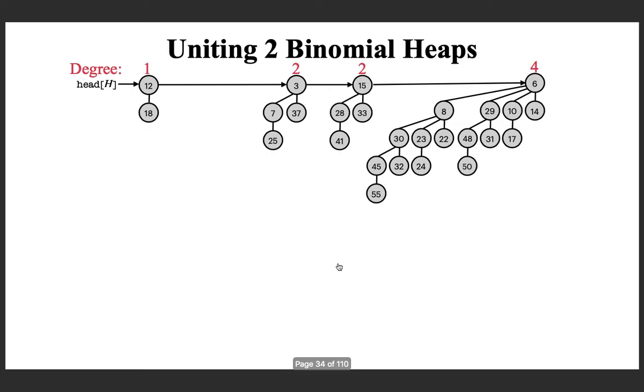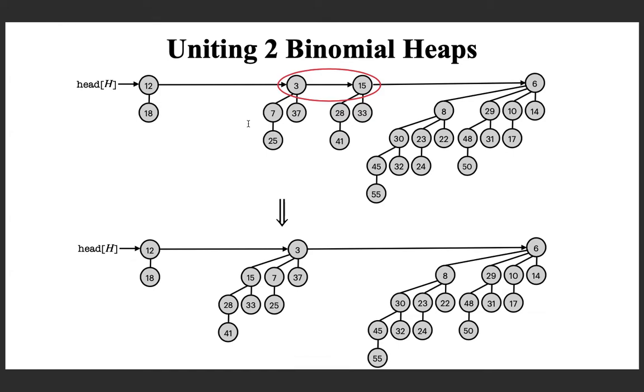And if you look at the degree sequence, you can find a violation here. 2 binomial trees of degree 2 or height 2. You have to combine. You can easily see that in this case you have to remove this tree because 15 is greater than 3 and set it as a left child of 3. You will get this as the resulting data structure, and here you obtained the required output of merging or uniting 2 binomial heap instances given to us.